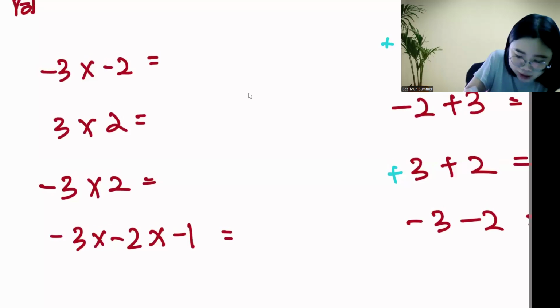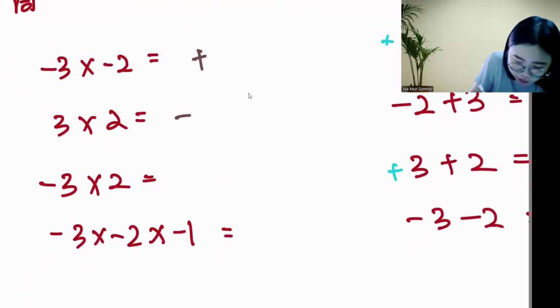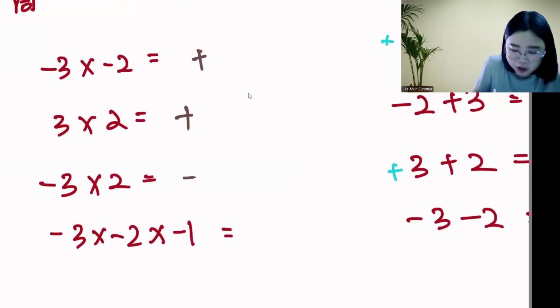Minus, minus, positive. All right. And then same sign, positive. Different sign, negative. This later I show. Okay, then only we times. 3 times 2. This is 6.